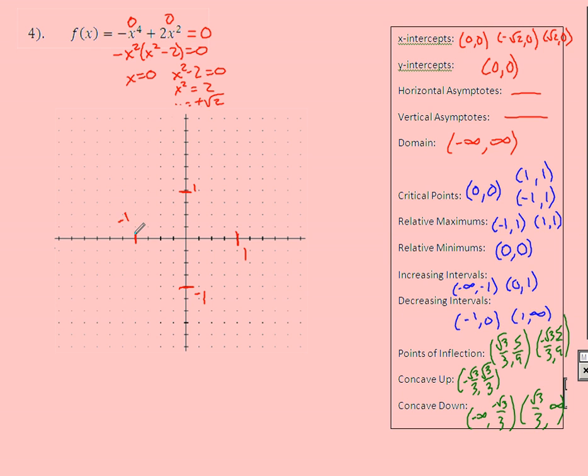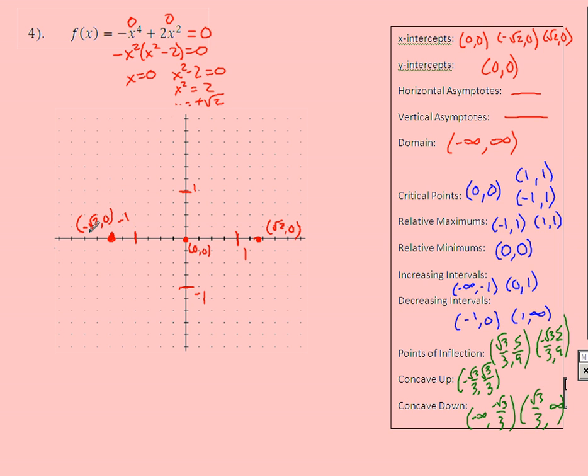Points that we know: 0, comma 0 is a point right here. We also know root 2 comma 0. Root 2 is a little bit more than 1, not quite 1.5, so I'll approximate it right there. That's root 2 comma 0. Same thing for negative root 2 comma 0. That's going to be right there. Negative root 2 comma 0.